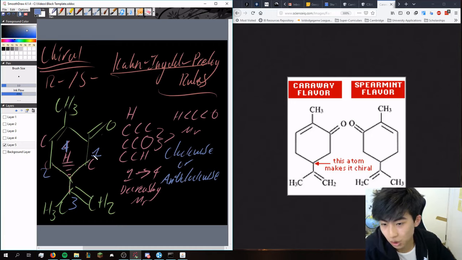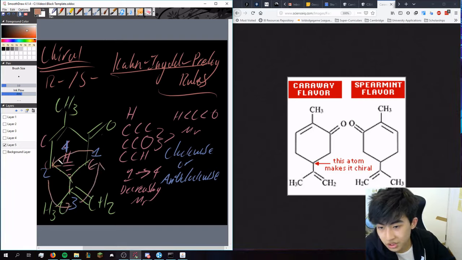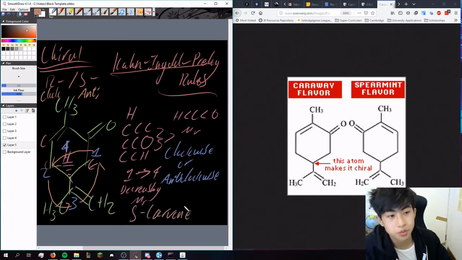In this case, it's quite convenient because we already have hydrogen pointing to the back. So we only look at these 3, 1, 2, 3. Looking from 1 to 2, 2 to 3, and 3 back to 1, this is anti-clockwise. And if it's anti-clockwise, we denote it with an S. If it's clockwise, we denote it with an R. So in this case, we deduce that Caraway is in fact S Carvone. So let's apply the same thing to Spearmint, and we should get a different result.